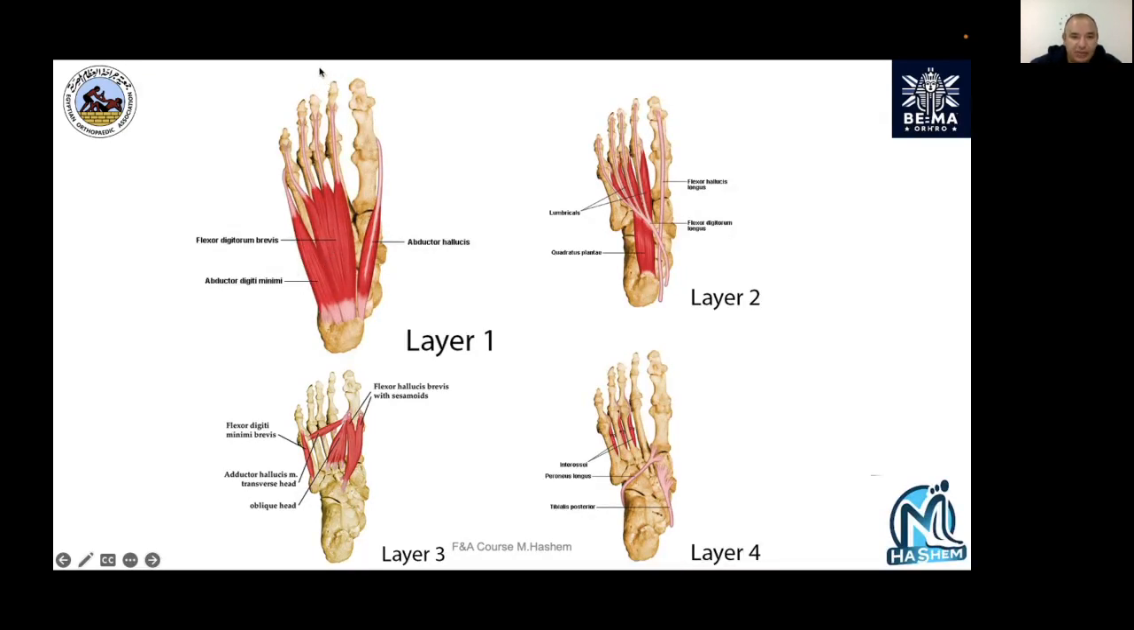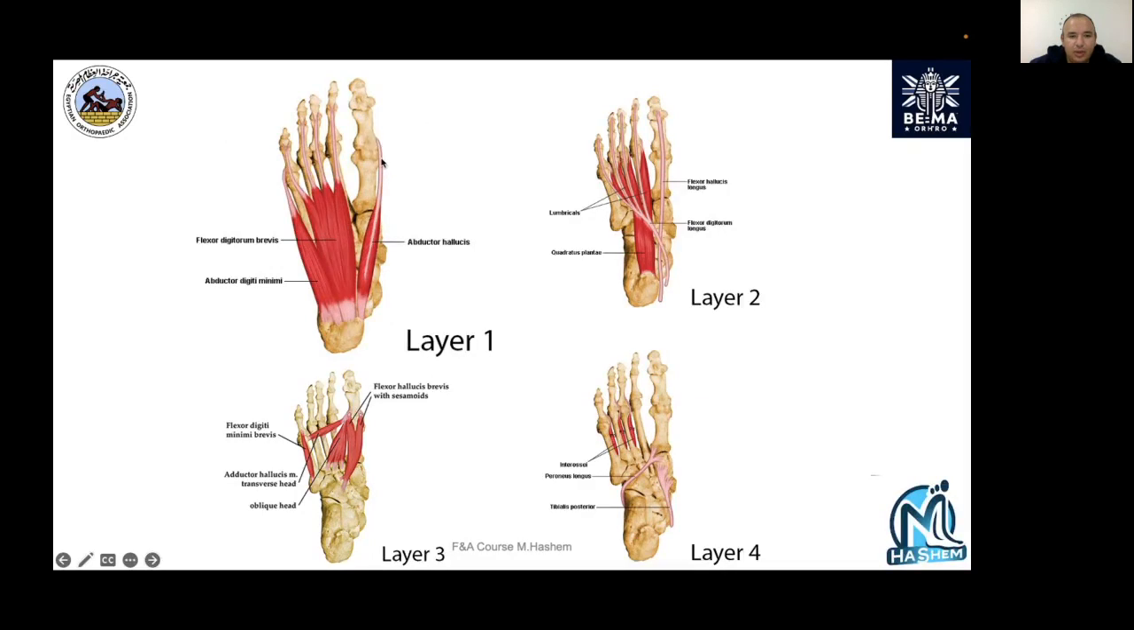Remember that the axis of the foot is just beside the second toe. So everything which you pull this way is abductor, and everything which you pull this way is also abductor. So abductor doesn't mean relative to the axis of the body, but relative to the axis of the foot. So your mid-foot axis is there.